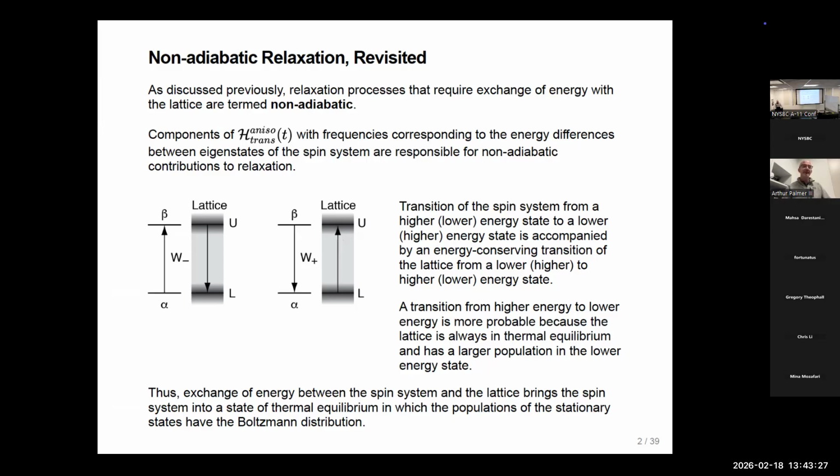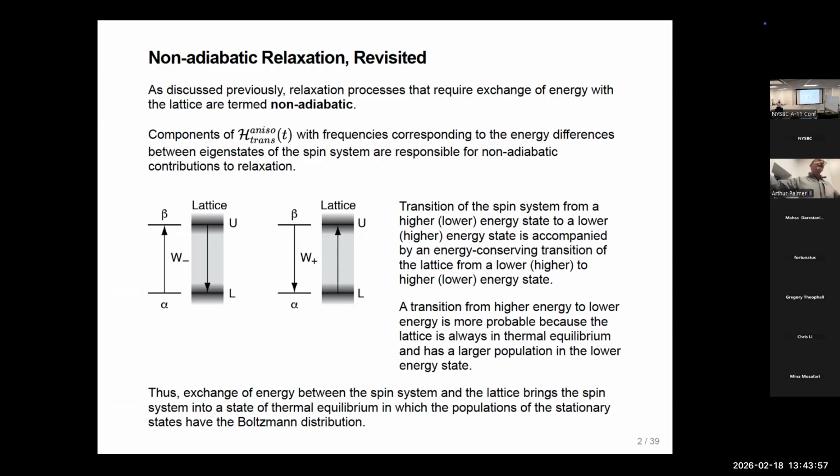And this means that W minus and W plus can't be identical to each other. It must mean that this is a little more probable going from beta to alpha because there's more spins in the more states here. We don't know if these are spins or rotational degrees of freedom, but in the lattice, if the lattice is at Boltzmann equilibrium, there's always more population in the state I called L than the state I called U.